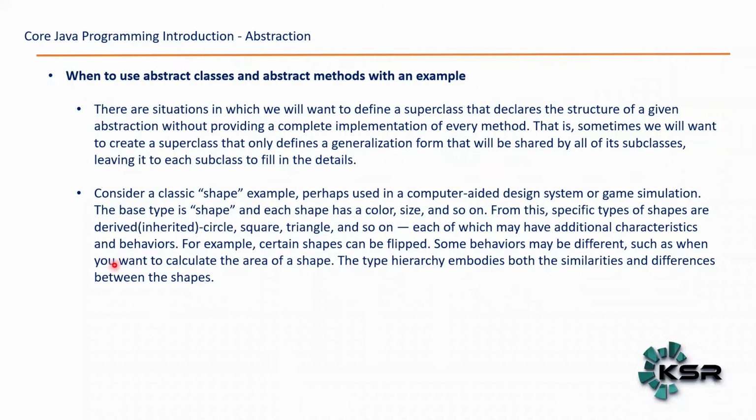There are situations in which we will want to define a super class. So what do you mean by super class? I was talking about your parent and child. Parent is the super class and we are the child class. So define a superclass that declares the structure of a given abstraction without providing a complete implementation, right?